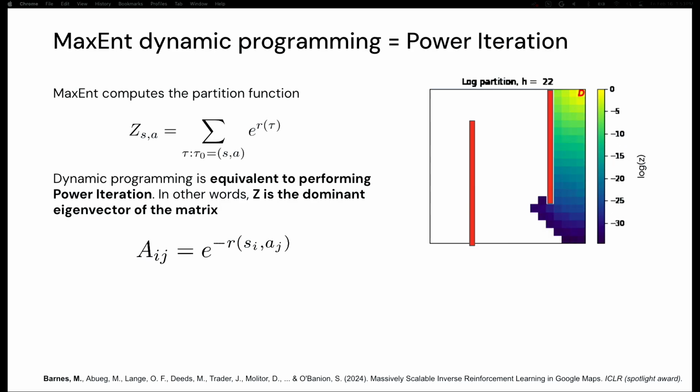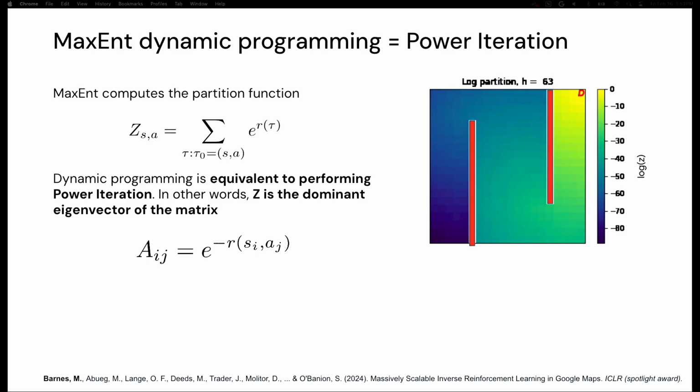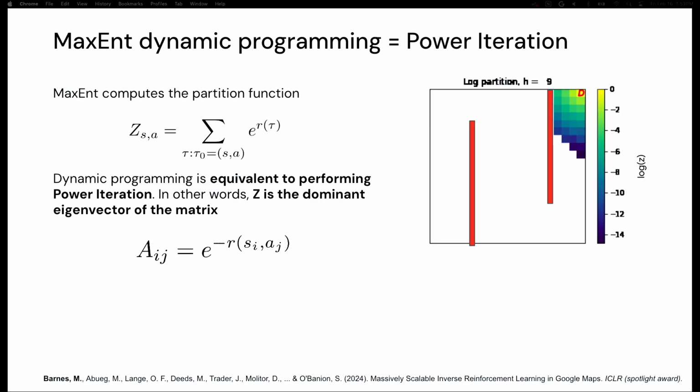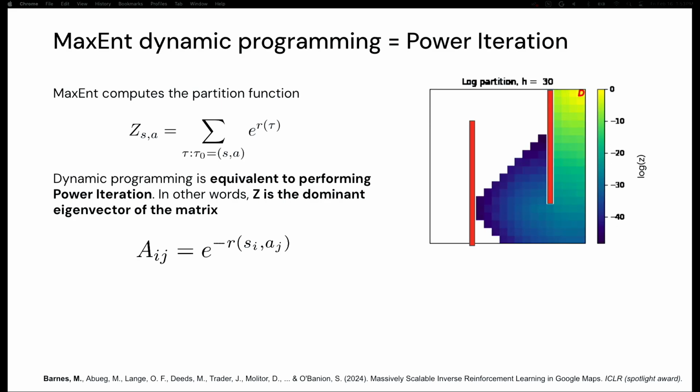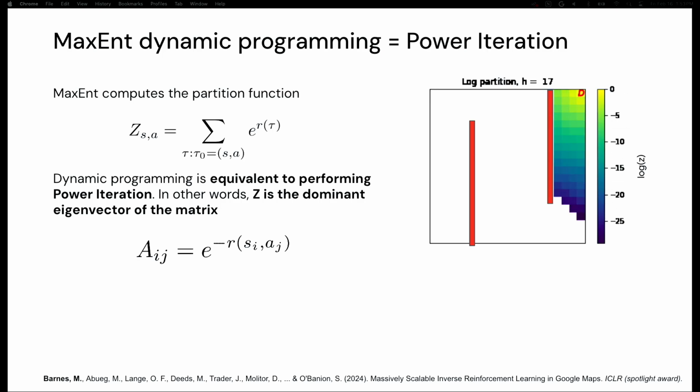So to arrive at Maxent++, you first have to realize that the backward pass dynamic programming in Maxent is actually performing power iteration. This is the exact same algorithm that's used in PageRank. And in our case, what Maxent is actually doing in the backward pass is computing the dominant eigenvector of this sparse exponential reward adjacency matrix here called A.